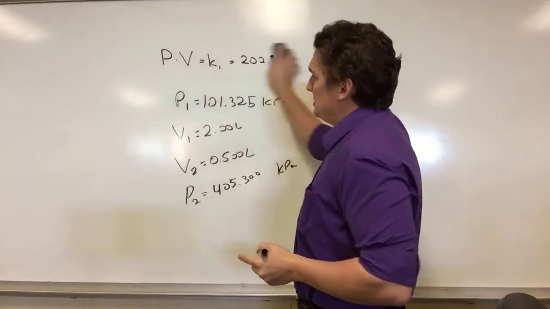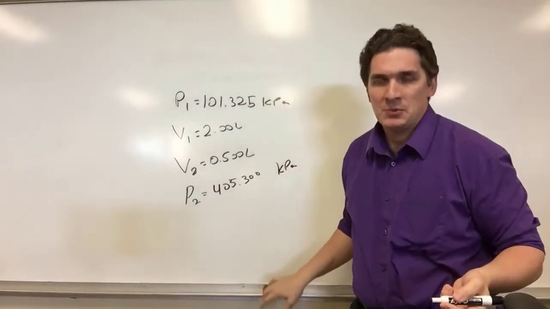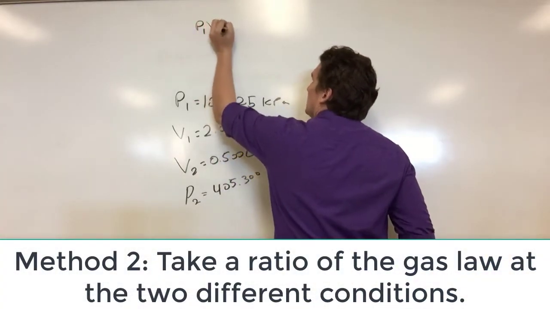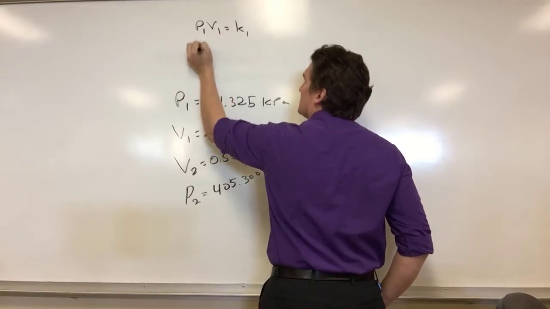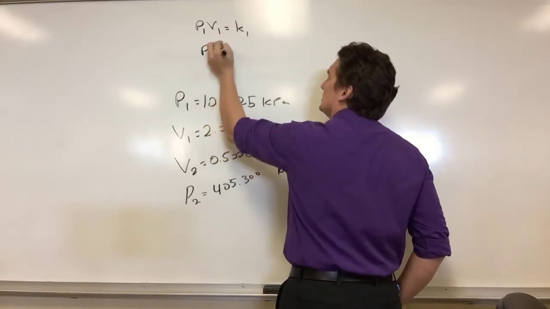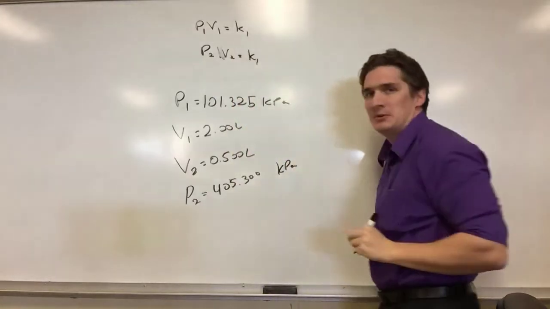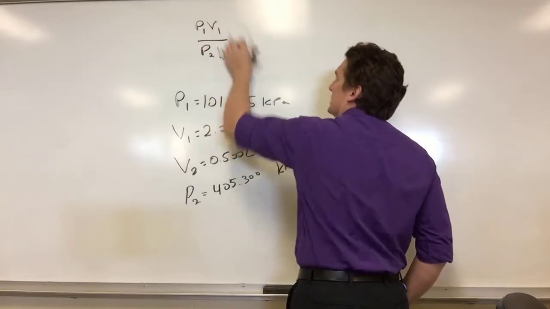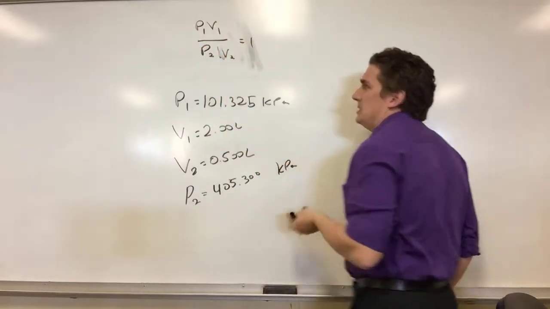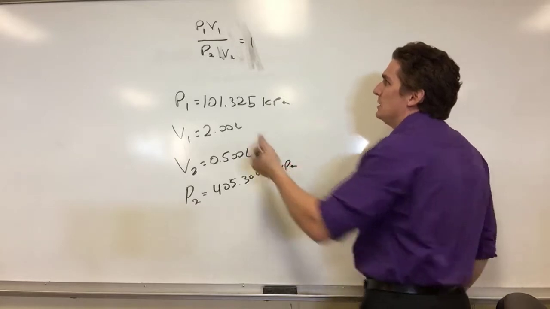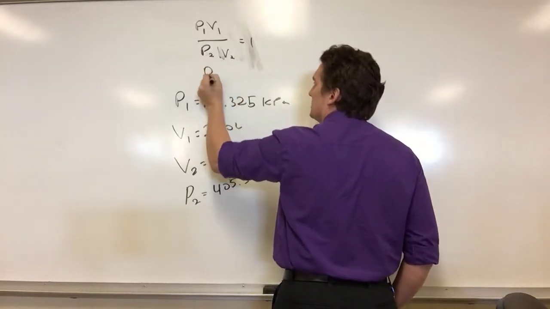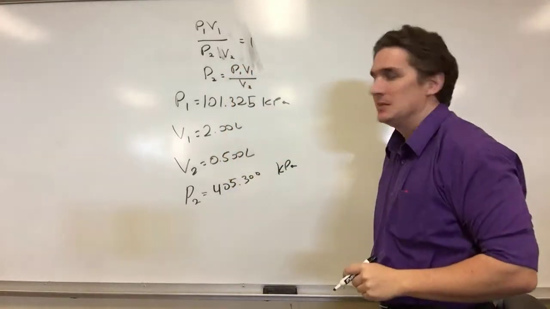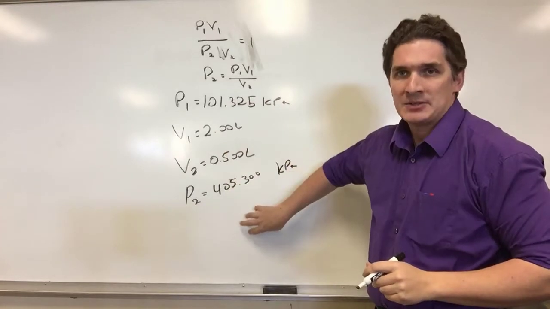Second option. Solve for the unknown constant and then use that proportionality constant. The second option is to take the ratios. So I have P1V1 equals K1, and I also have P2V2 also equals my constant K1. So if I just take the ratio of these two equations, my K1s are going to cancel out. So I get P1V1 over P2V2 equals 1, or if I rearrange the equation, P2 equals P1V1 over V2. So just plugging in these numbers, I can backtrack out the pressures.